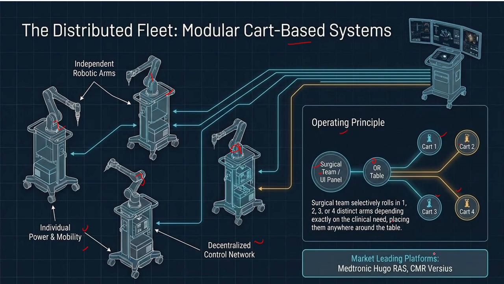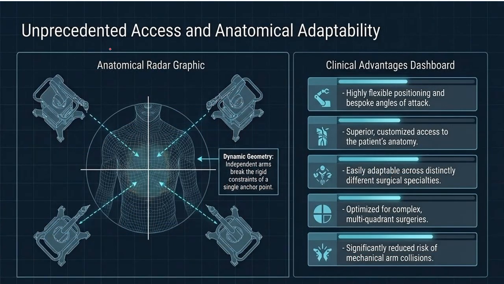The market-leading platform for this currently in India is SSI, SS Innovation. They have more than 200 installations in India and the global market. Then Medtronic will be there, currently in the US. In India also they have an installation, and they have captured some of the US and European market. Then Hugo RAS, and the CMR. It started with CMR. CMR is the first UK-based company that started with the modular cart, and then SSI and Medtronic came. So these are some of the modular cart-based companies.